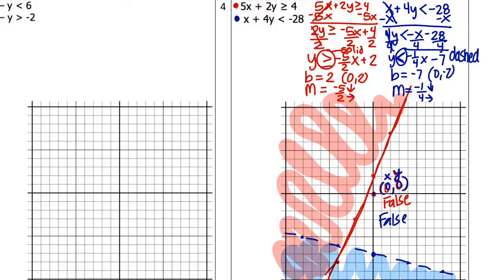And of course, my solution is the part where both are being satisfied. So I want to look for the part where both red and blue are being satisfied, which is now this purple section that I've shaded here. So right down here would be my solution. And I'm done.